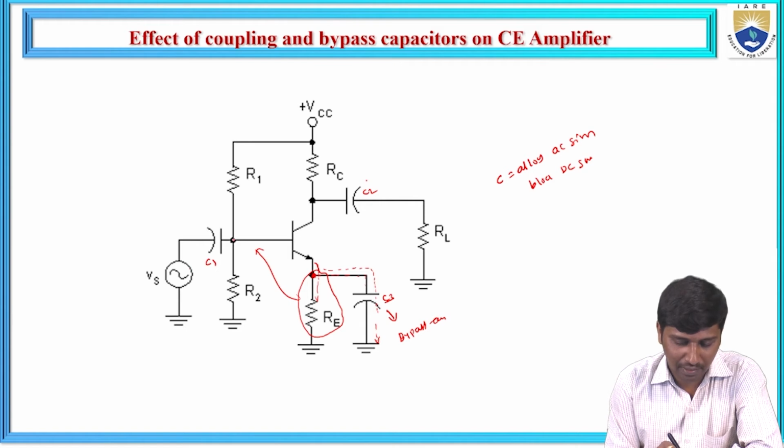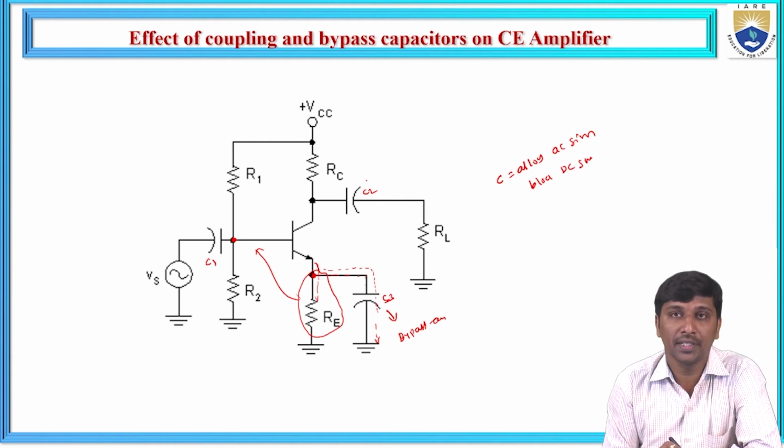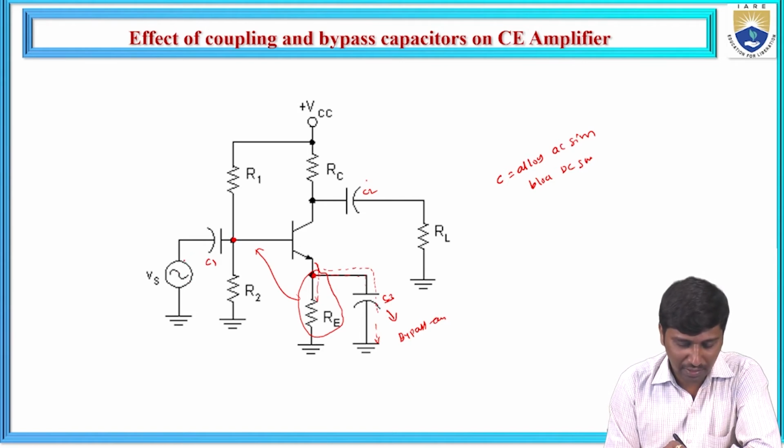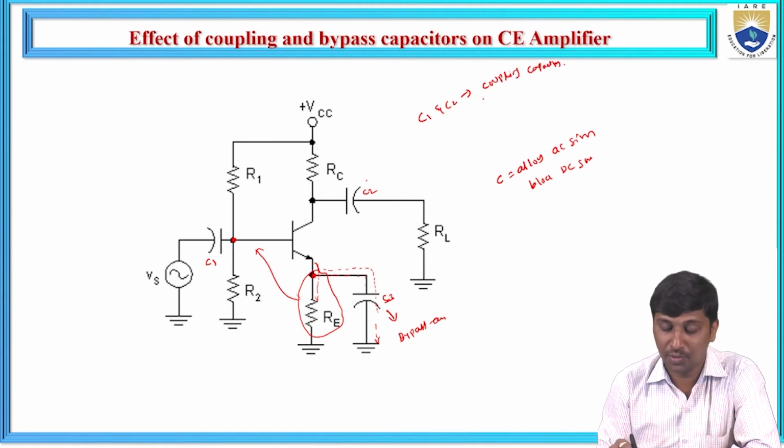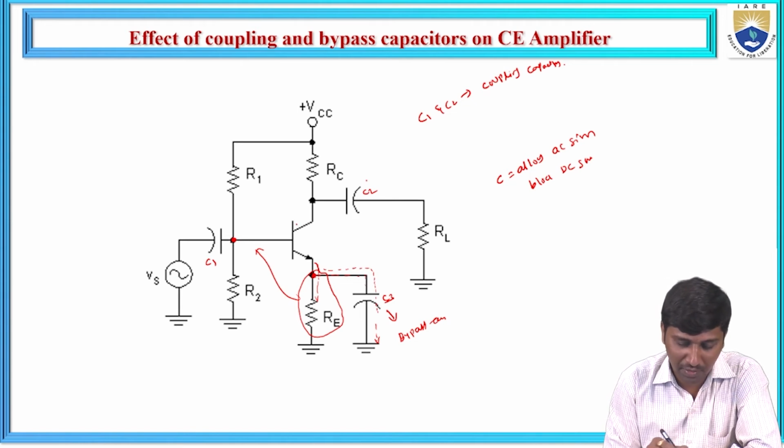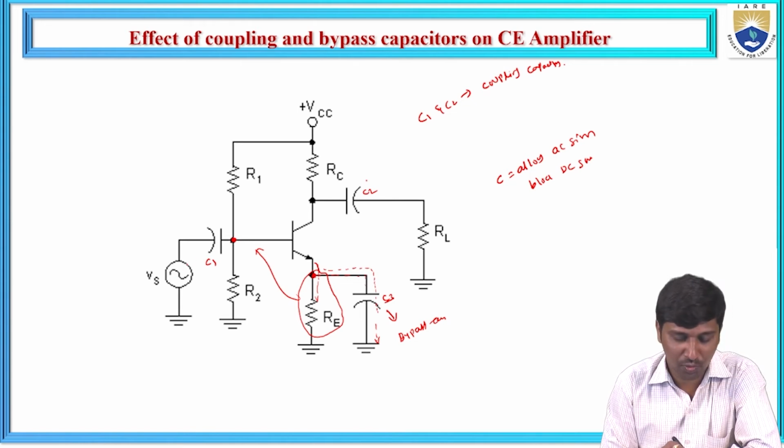We need to superimpose the AC signal on a DC source. So we need to connect a capacitor. Here, C1 and C2 act as coupling capacitors. Why is that? We need to interconnect the AC source and superimpose it on a DC source.